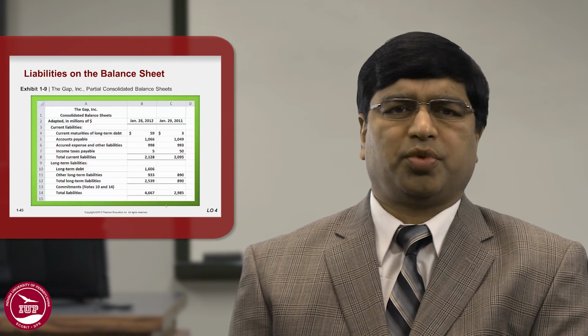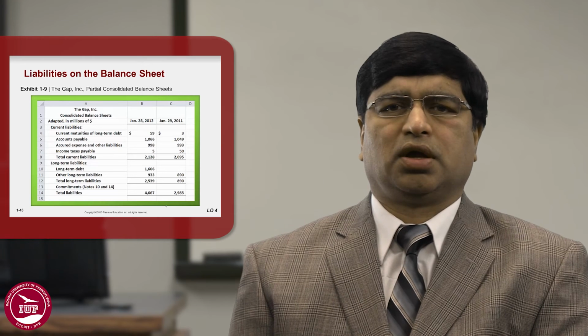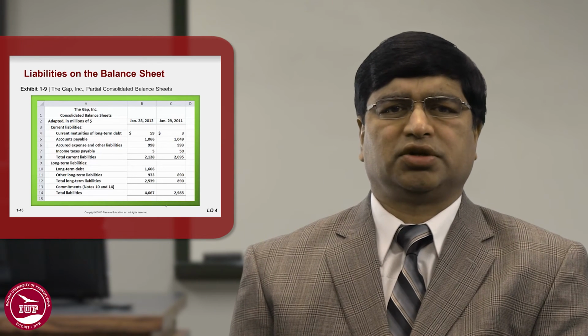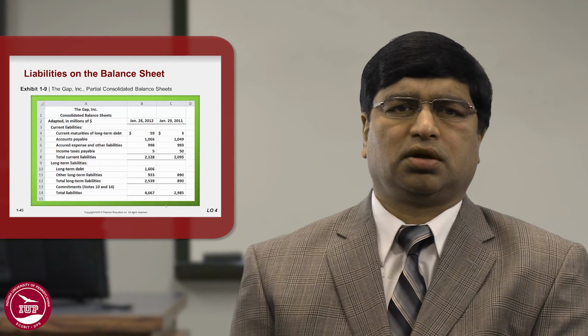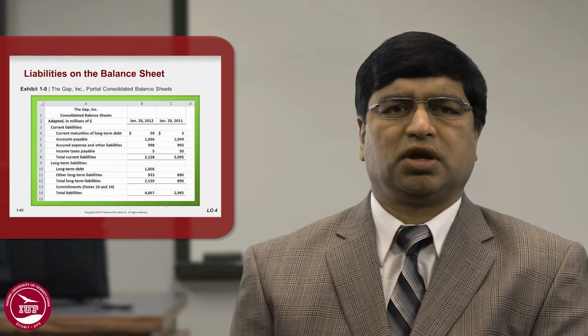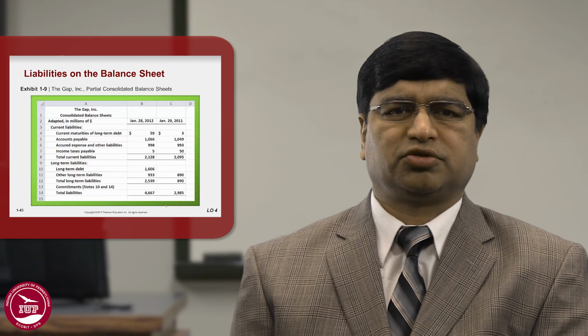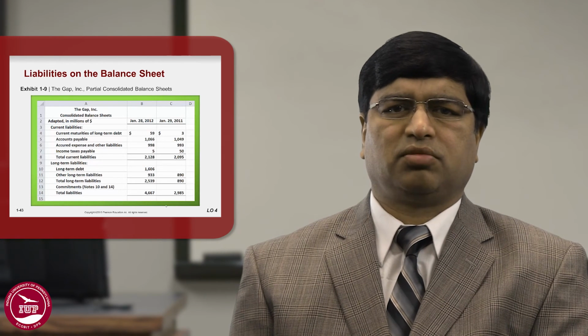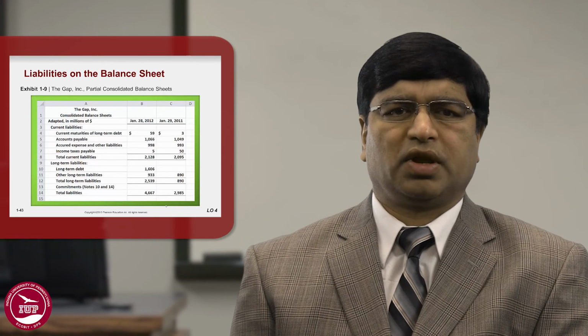So you've got accounts payable. If you have got the merchandise or inventory on credit and you owe someone the money for that merchandise, then it is accounts payable. Or income taxes payable, that is the taxes that are payable within a year or less.